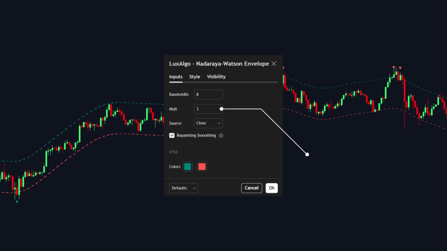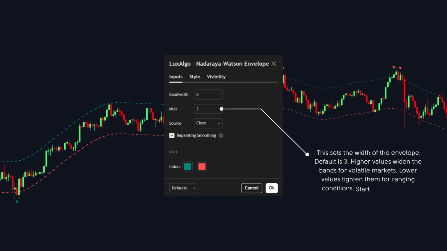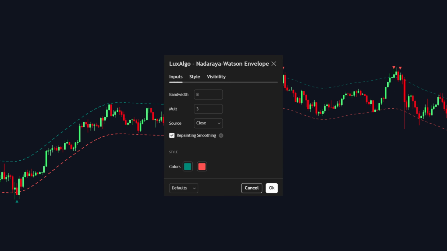Multiple. This sets the width of the envelope. Default is 3. Higher values widen the bands for volatile markets. Lower values tighten them for ranging conditions. Start at 3 and adjust based on what you're trading. Source. Keep this on close. That's your cleanest signal. Repainting smoothing.